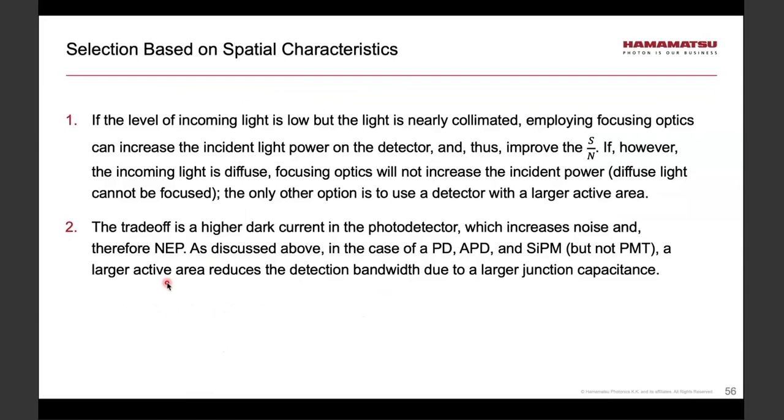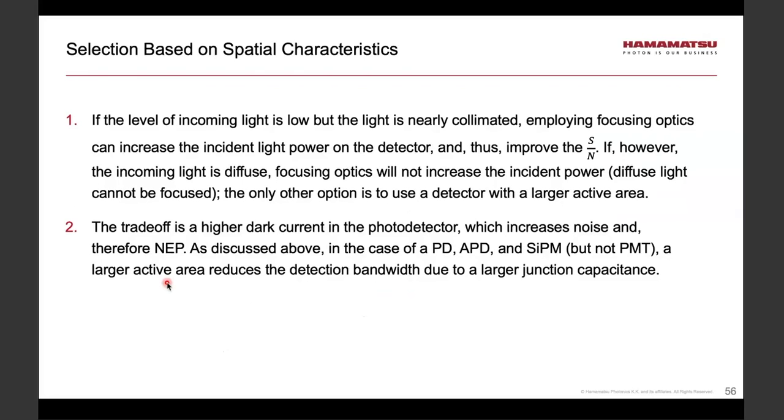Now, selection based on spatial characteristics. Again, the bottom line is that you cannot focus diffuse light, and so capturing more light will mean you have to have larger active area. If the light is collimated, yes, you can focus. Then one can use lenses to effectively increase intensity.